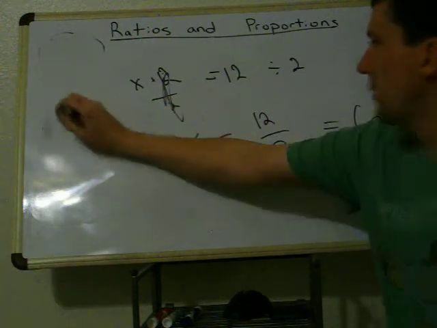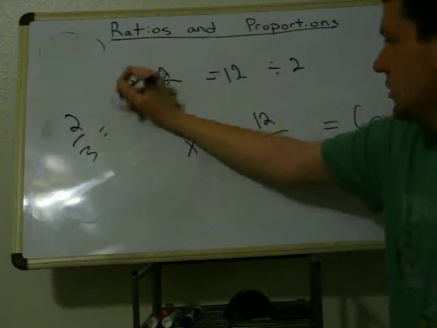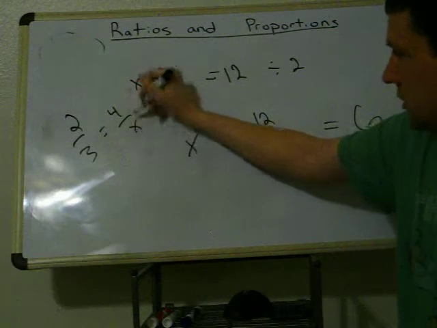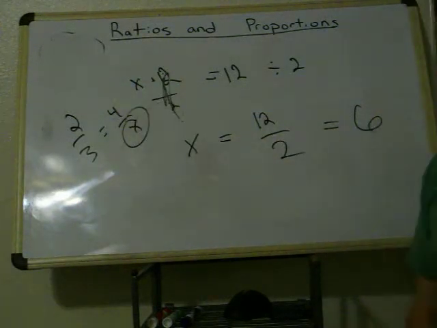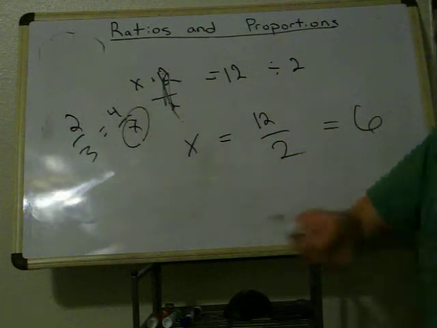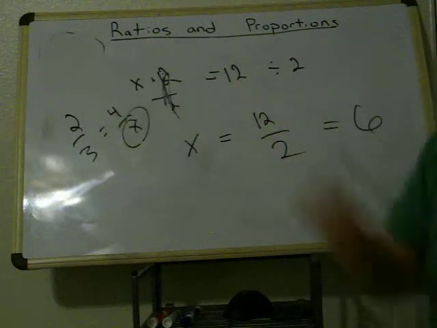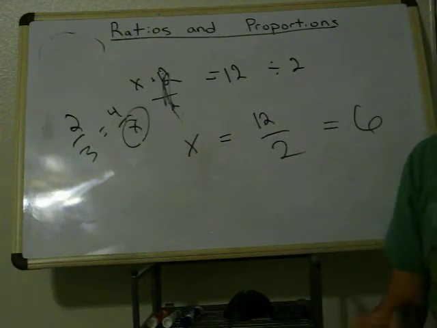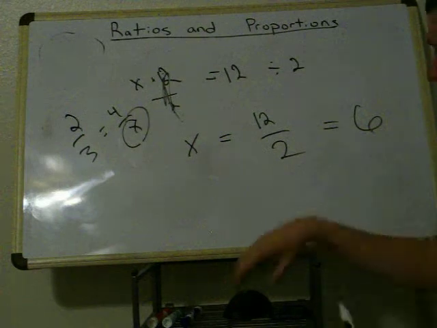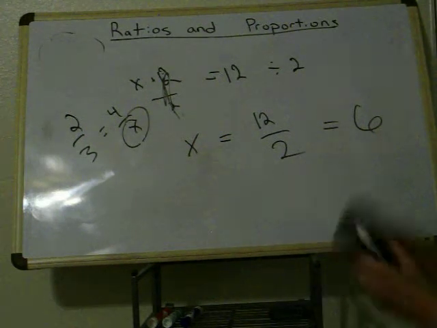Alright, so again, our original was 2 over 3 is equal to 4 over x. Now it requires some extra steps if our unknown is in the denominator. So just keep track of what you're dealing with, and you'll get the right answer.